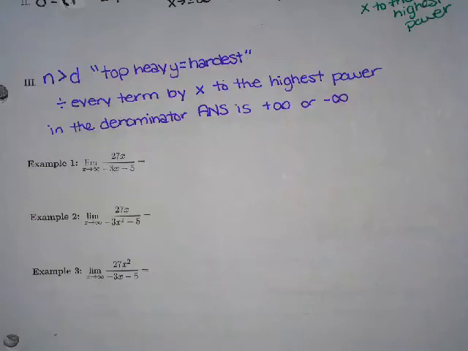Now for the fun part. Let's use these three rules. Bottom heavy is the best. Our answer is 0. Equal, we're going to write the ratio, the fraction of the leading coefficients, the numbers next to the highest power. And then top heavy is the hardest.